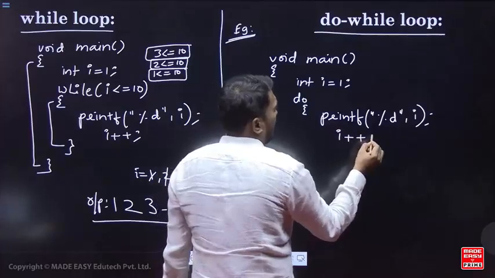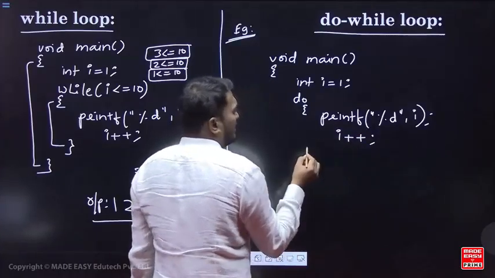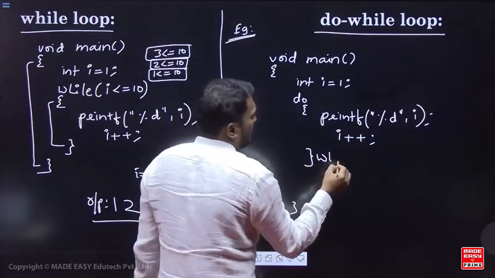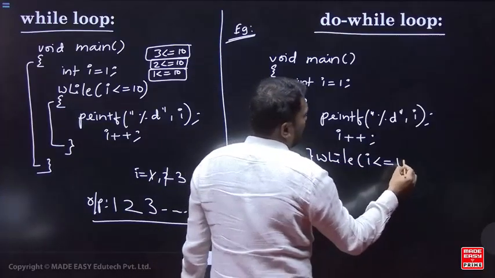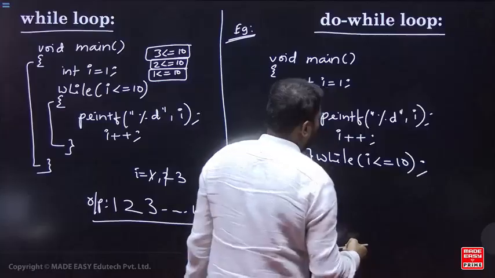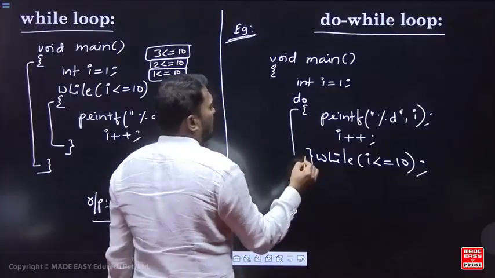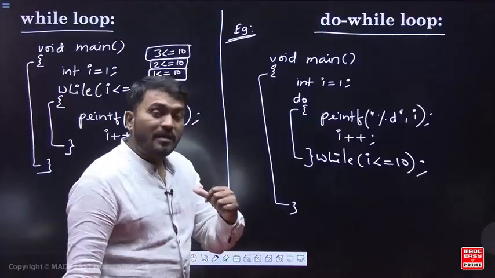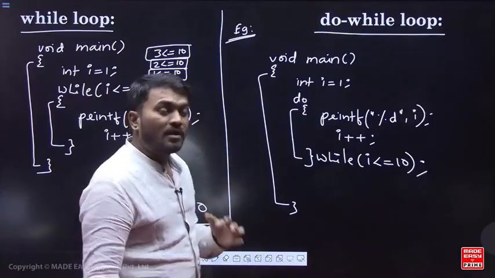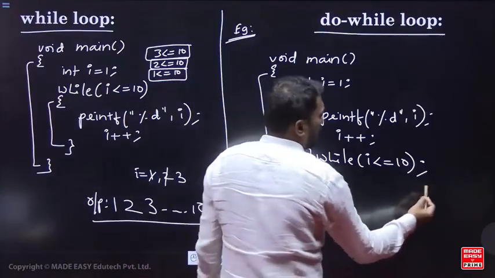And next you say I++. After that, look here, closing the braces, while (I <= 10) and a semicolon. Is that clear? So this is the closure of this and this is the closure of this. Now remember, the important aspect I am looking for is the semicolon here.